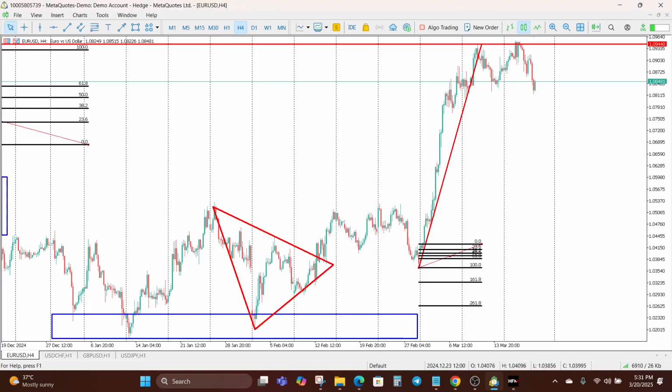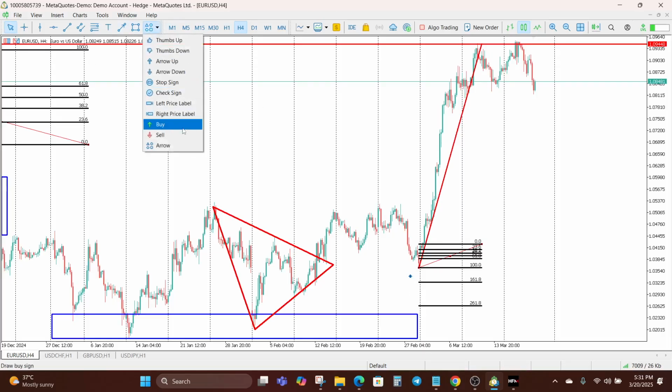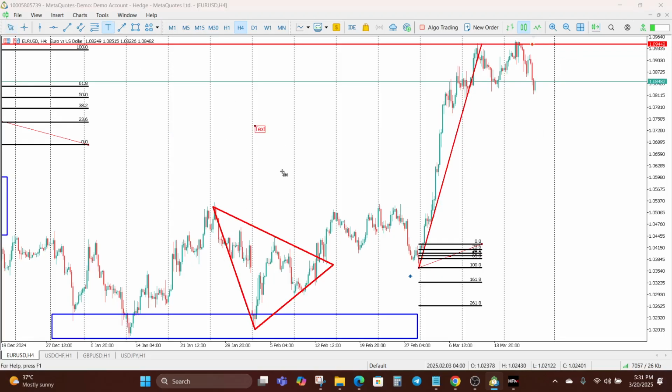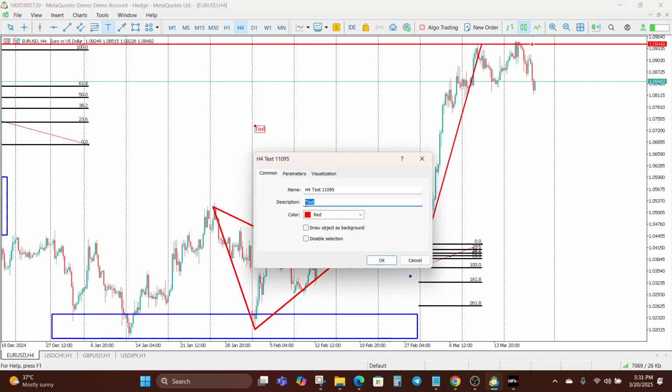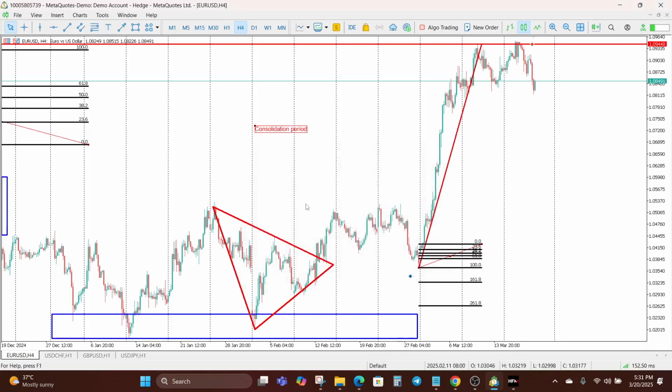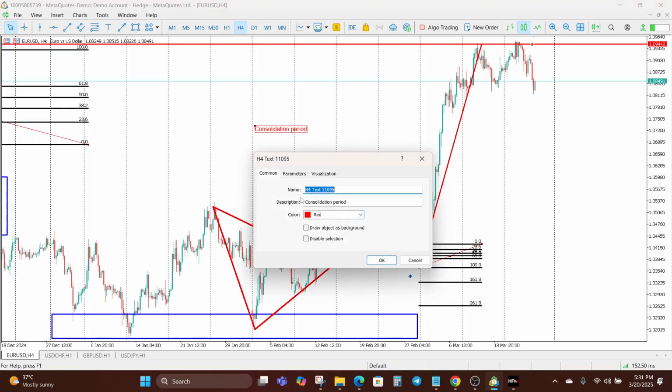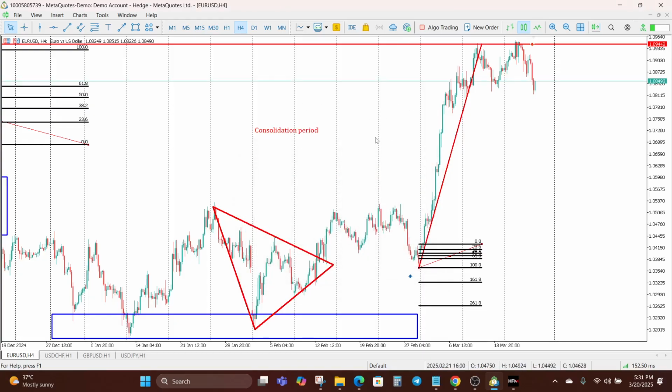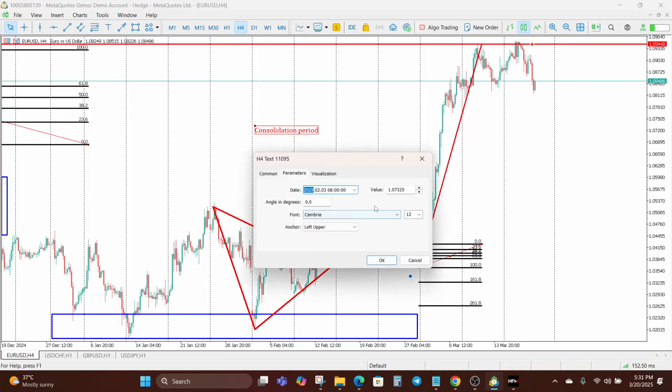Okay, now let's finally talk about the arrows and text. Basically, if you just want to do some annotations on your chart, you can go ahead and use these arrows, and then your text tool as well, whatever it is that you want to write. You can increase the font size, you can even change the font, according to what you want to achieve.